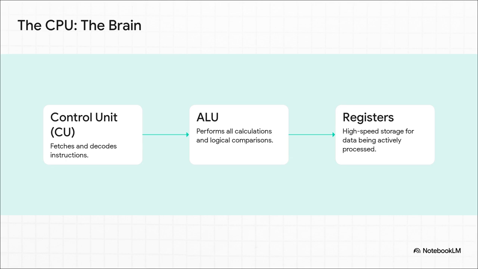And it basically does this constant three-step dance. First, the control unit grabs and figures out an instruction. Then, the arithmetic logic unit, the ALU, does all the math and the logical work. And the registers? Just think of them as tiny, lightning-fast little notepads that hold on to whatever the CPU is working on in that exact split second.